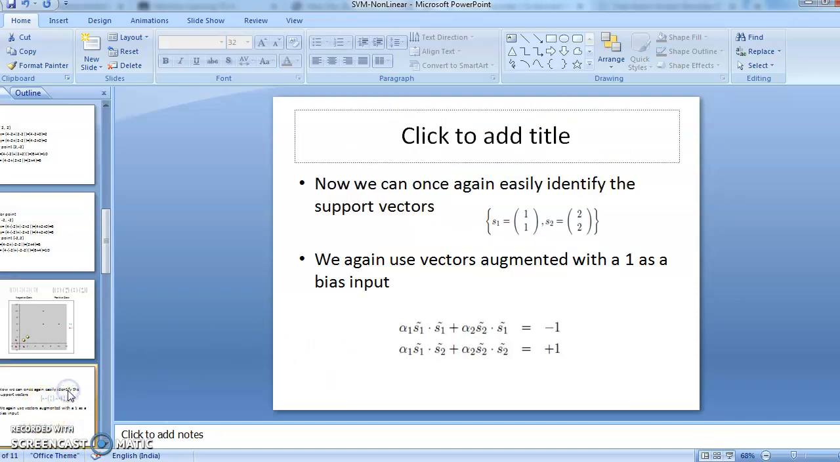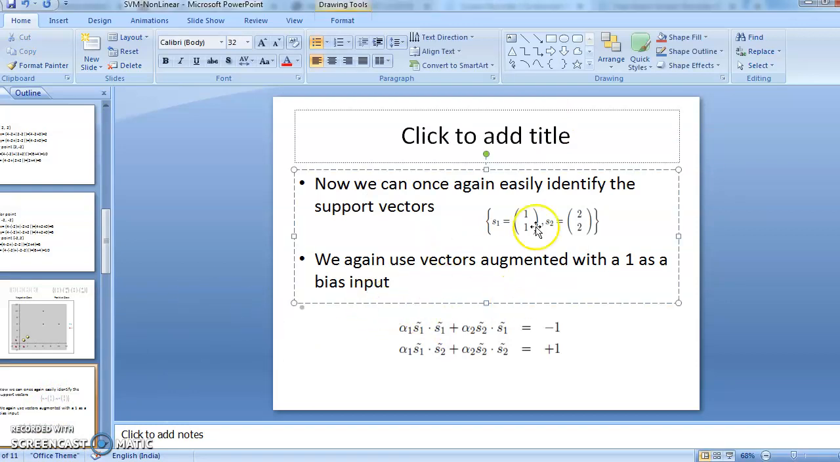So in this diagram we have identified the two support vectors: (1,1) and (2,2). Now augment those support vectors with the bias 1, so our points will be (1,1,1) and (2,2,1). Okay, now what will be the equation of our line here? So alpha 1 into S1 plus alpha 2 into S2.